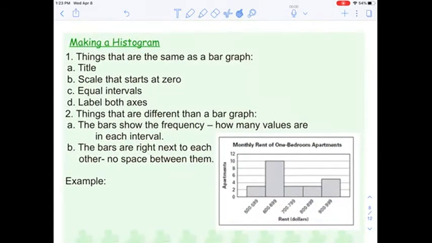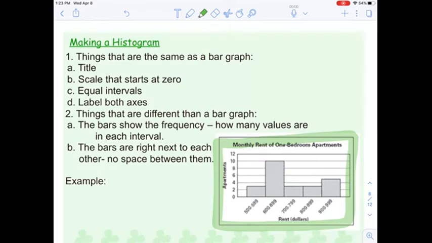Okay, so then we're going to take that frequency table and convert it to a histogram. So here's an example of what a histogram looks like. Histograms have some things in common with a bar graph. They need a title, they need a scale that starts at 0, they need equal intervals, and they need labeled axes. Some things that are different is that these bars show frequency, so how many values, in those intervals, which we just talked about. And then the bars are right next to each other.